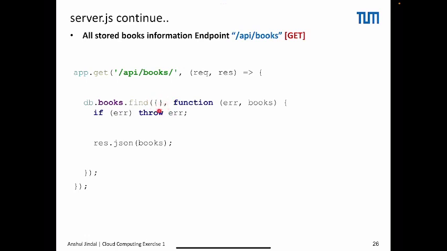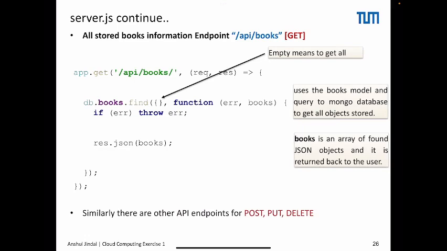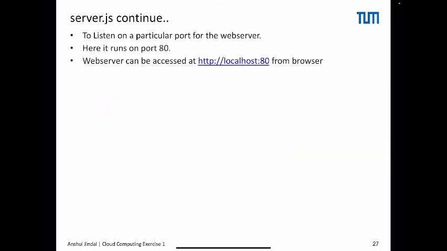If you specify any query, you can specify it over here, like which book, or the URL, or the name. Then it finds all the books and returns them as JSON to the front end, which will render it to showcase in a table or some other information. Similarly, there are other API endpoints like post, put, and delete, which you have to implement. Those are missing, so I'll show you briefly what those API endpoints are.